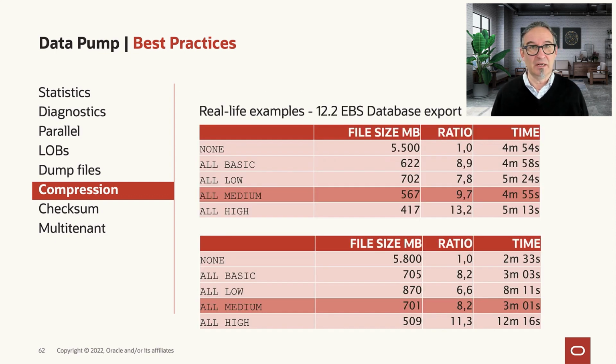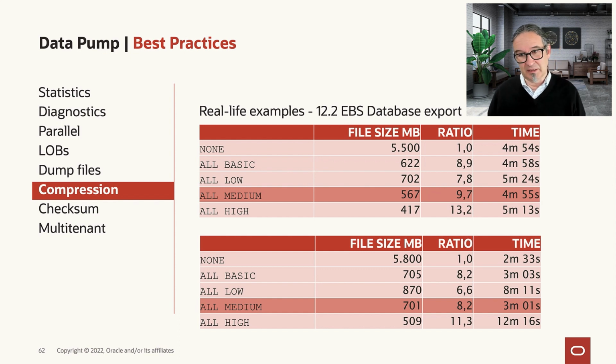And here we have some numbers. So a real life example, this was a 12.2 EBS database export. And the file size when you did nothing was 5.5 gigabytes. With all basic, so all means metadata, which is the default anyways, and the basic compression algorithm, we brought it down to like a 90% smaller dump file. With all low, a little bit bigger, not smaller, and all medium then balanced actually best in terms of how long it took, 4 minutes, 55 seconds, what the ratio was, and the size of the dump file. So it balances in most cases the best.